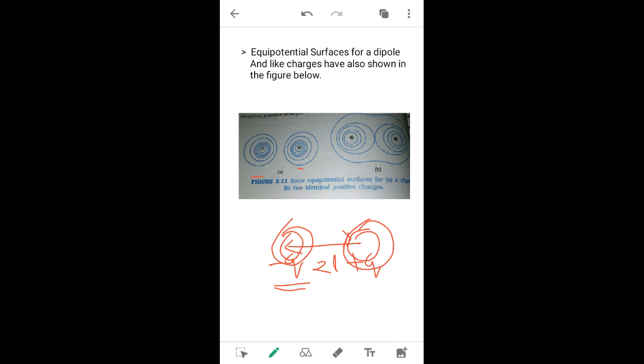So here it is in figure A, or you can say figure C for our purpose. Then in the next figure D, there are two like charges. It is a diagram for the like charges. You can see that as they are like charges, they repel each other. If we take any two points on the same circle, the potential difference will be equal to 0. If the potential difference is equal to 0 on the same surface, then that surface is known as the equipotential surface.